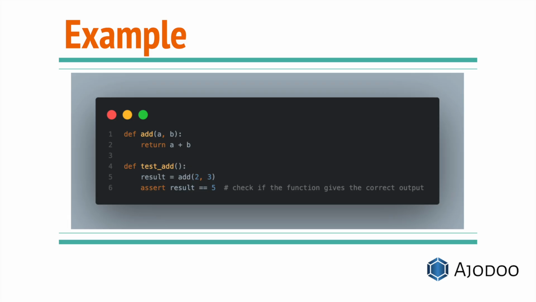For example, here you can see I have added a function called add, and that has two parameters a and b, and it returns a plus b. Below you can see the test function test_add, and in the result I am calling that function and passing the parameters 2 and 3. After that I am checking the result is equal to 5 using the assert, because 2 plus 3 will be 5 only. So whether that result is true or false, we are checking using the assert.